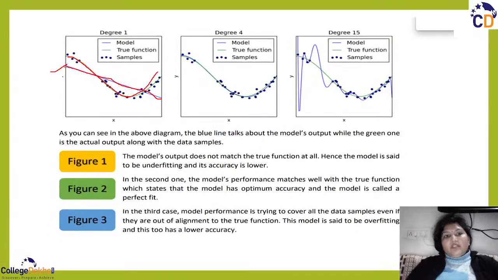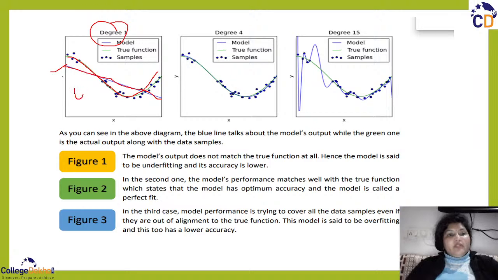Now you may see that your actual points are not matching with your predicted line. So this model would not be a fit, right? This model is giving you less accuracy. So here we can say that the model's output does not match with the true function at all. Hence, the model is said to be underfitting.